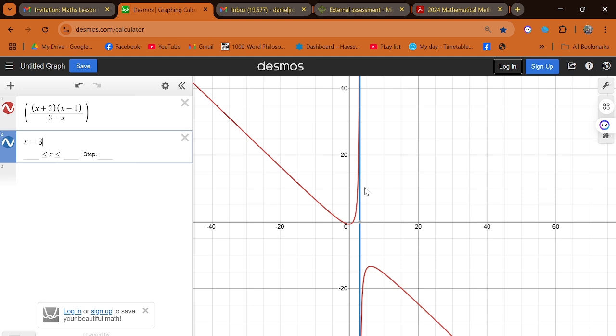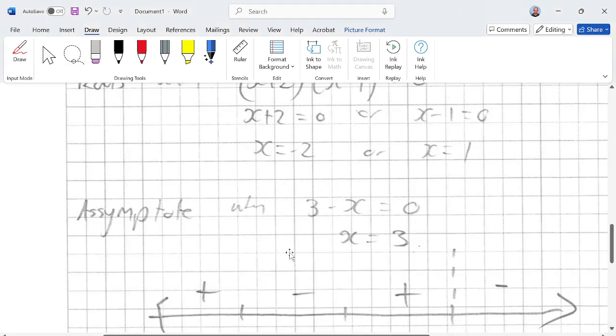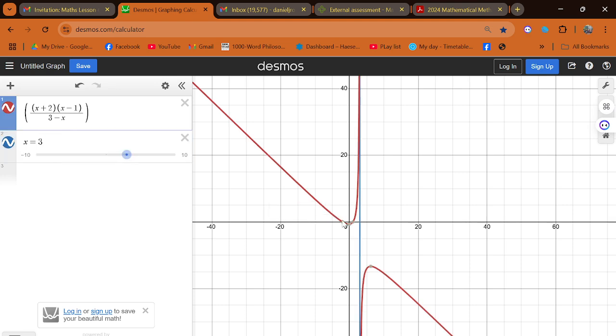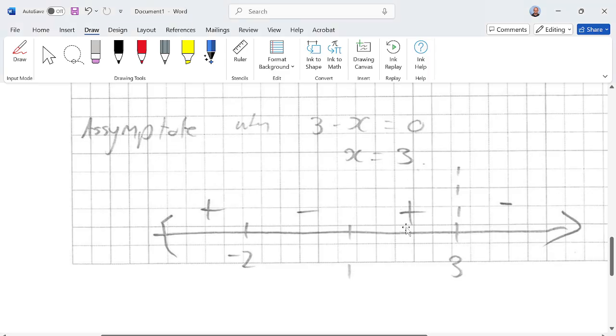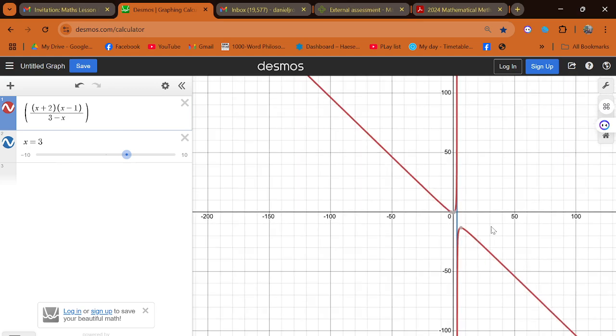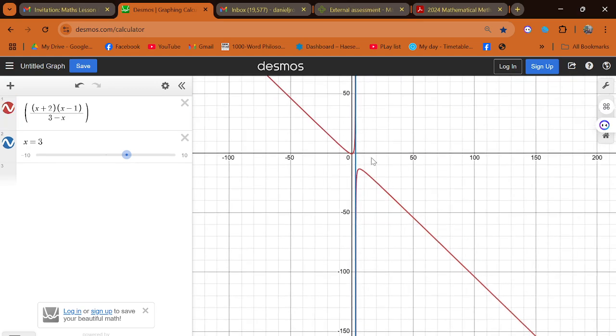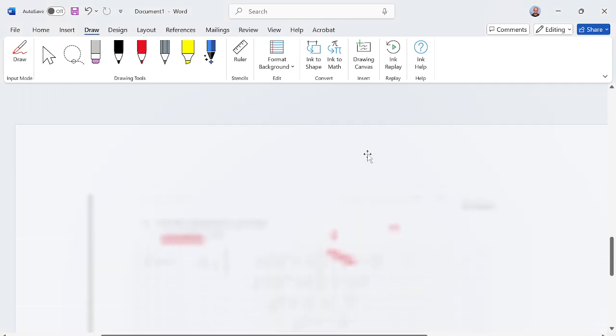And then all we're doing for the sign diagram is indicating when it's above and when it's below. So what we can see is that, if I just scroll down a little bit more, to the left of minus 2, so here's minus 2, and to the left of minus 2, it is positive. It's above the x-axis. In between minus 2 and positive 1, it is below the x-axis. So it's going to be negative over that point. And in between 1 and the asymptote here, displayed in blue, it is positive, it's above. And then after the asymptote, it's always negative. Okay, so that's those 3 questions there.